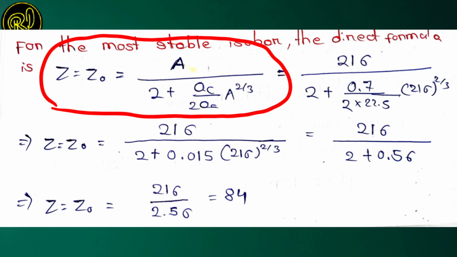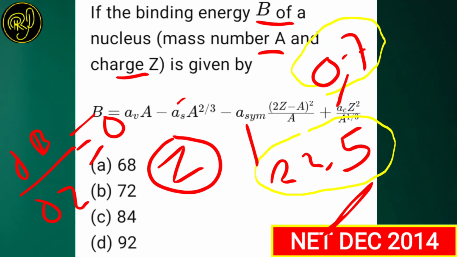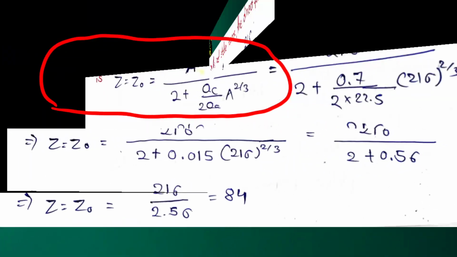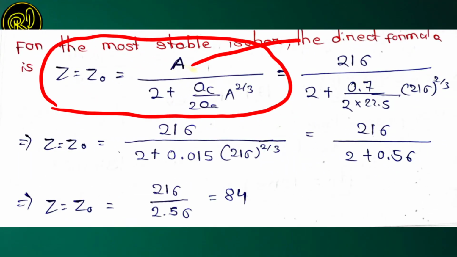Now in the given question, you are provided that your mass number A is equal to 216, your Coulombic energy term is 0.7, and your asymmetric energy term is 22.5. So let us now solve this.